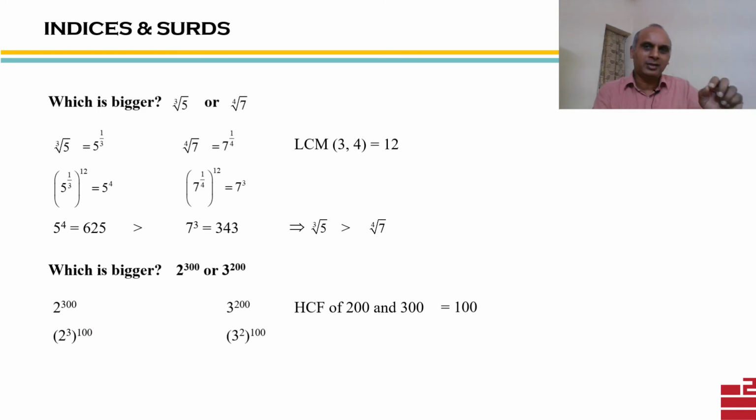So we can say first term is 2 cubed to the power 100. Second term is 3 squared to the power 100, and since powers are same, bases can be compared. Whichever of them is smaller or larger, we can work accordingly. So 2 cube is 8 and 3 square is 9. Obviously first term is smaller and second is bigger.